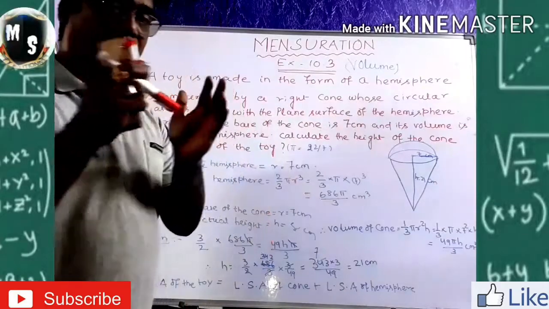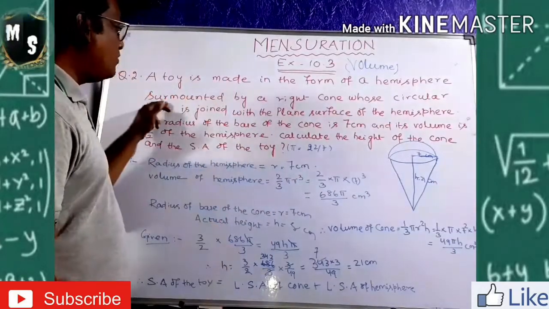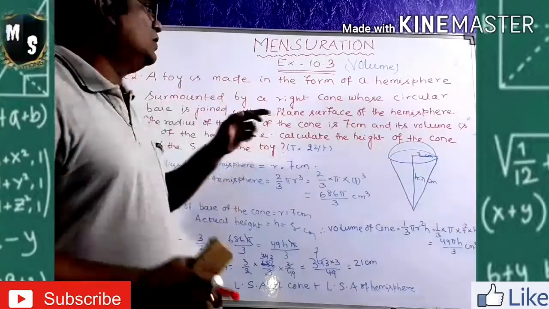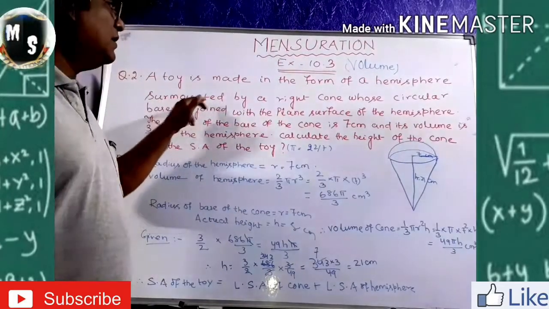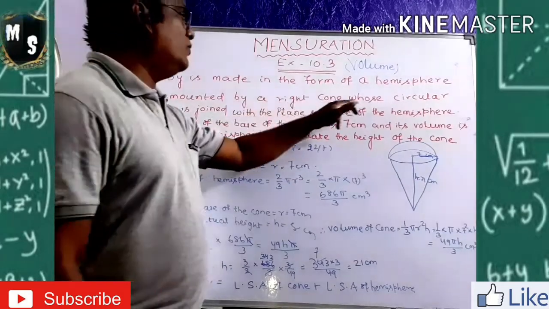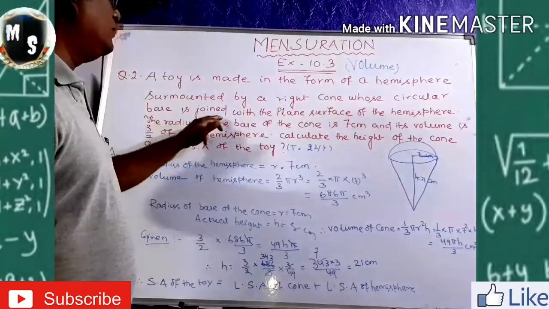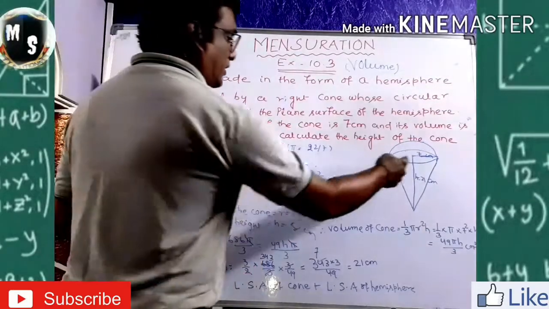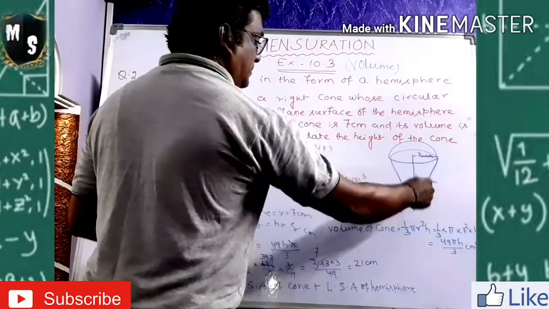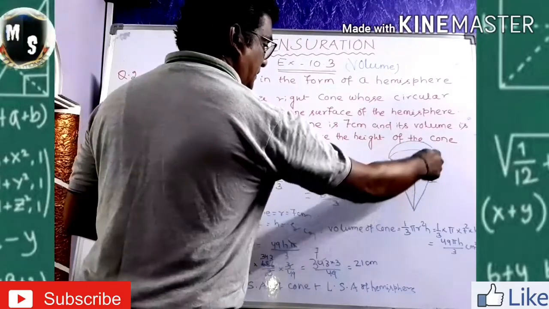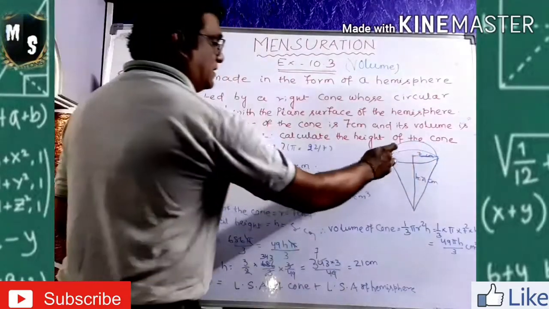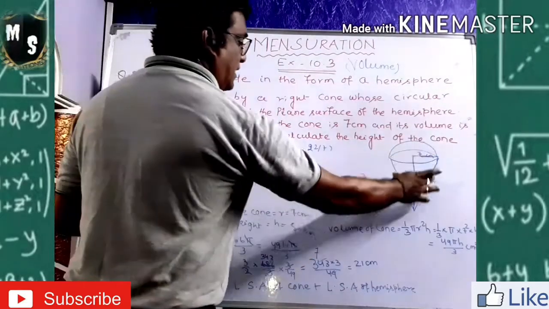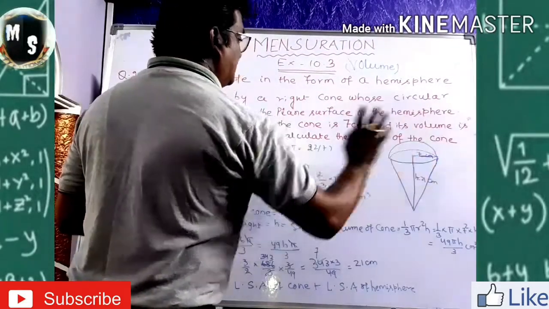So the toy is in the form of a hemisphere, surmounted by a right cone. That means the hemisphere is on the cone. Surmounted by a right cone whose circular base is joined with the plane surface of the hemisphere. So now this is the hemisphere which is surmounted with a cone, and whose plane surface is joined with the circular base of the cone.